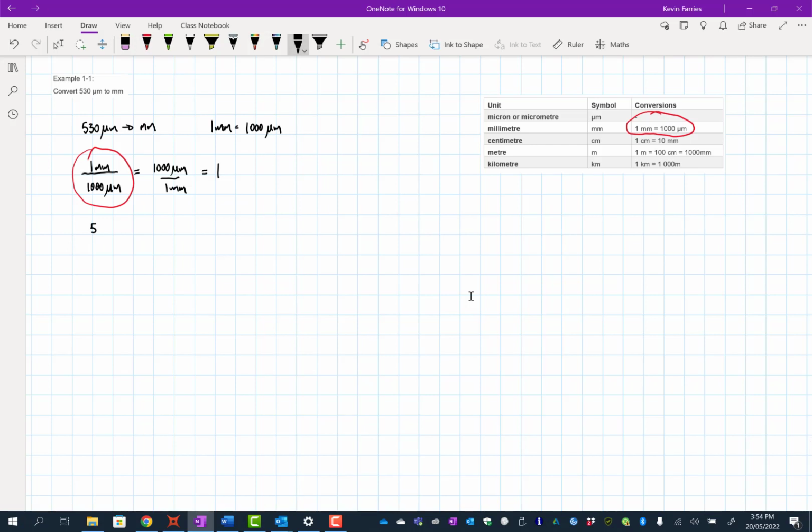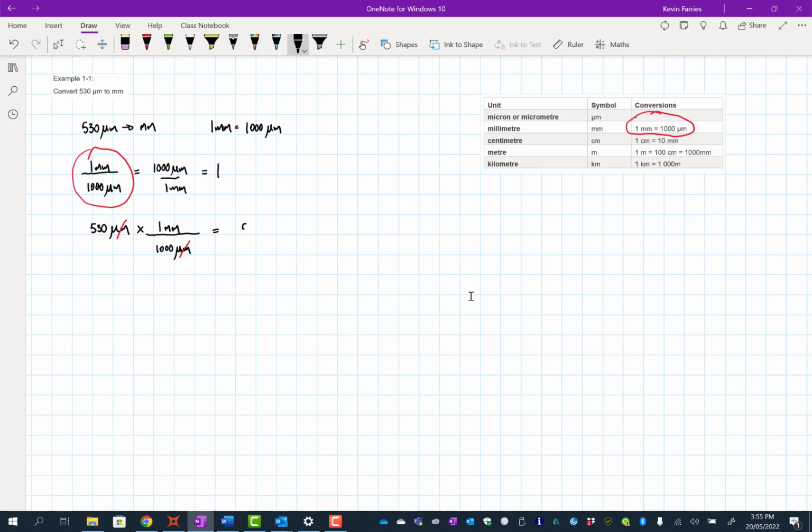So we can write that out, 530 microns. Now usually in a calculation you don't write your units, but when you're converting units it's best to write your units into the equation. This is equal to, and if we multiply by 1 millimeter divided by 1,000 microns, we haven't changed anything because that's just like multiplying by 1. We can then cancel out the units.